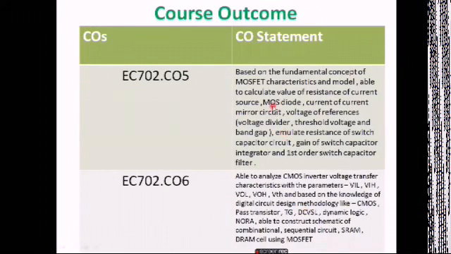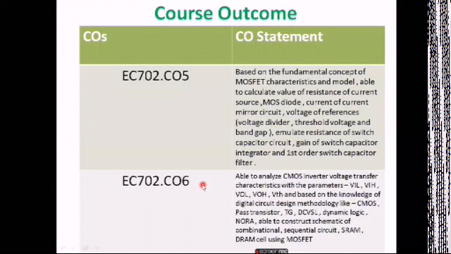Next are CO5 and CO6. So CO5, based on the fundamental concept of the MOSFET characteristics and the model, is able to calculate the value of the resistance of the current source, MOS diode, current of the current mirror circuit, voltage of references such as the voltage divider, threshold voltage and the band gap, emulate resistance of switch capacitor circuit, gain of the switch capacitor integrator and first order switch capacitor filter.